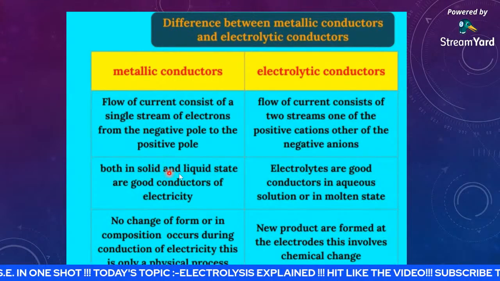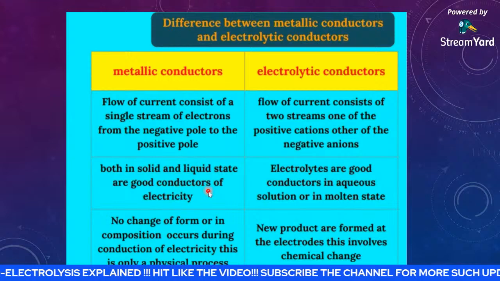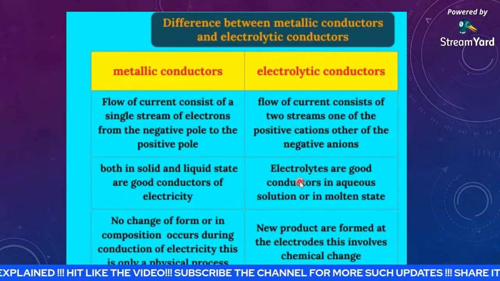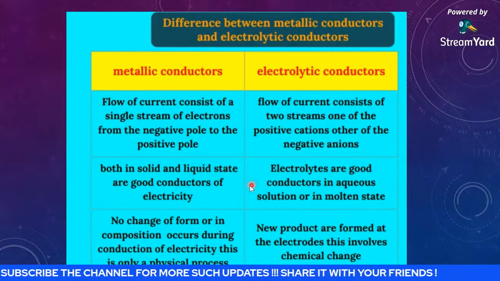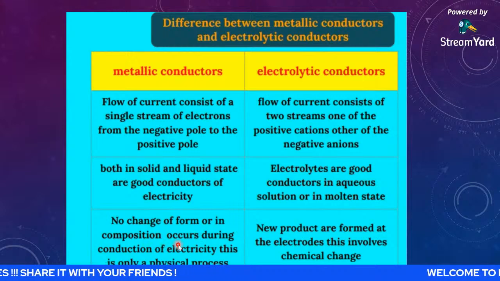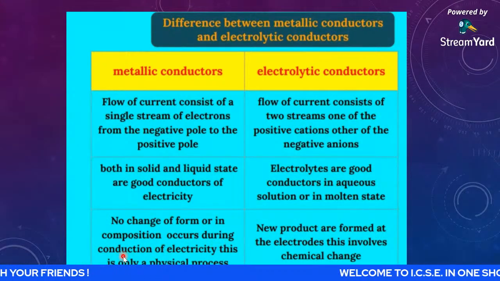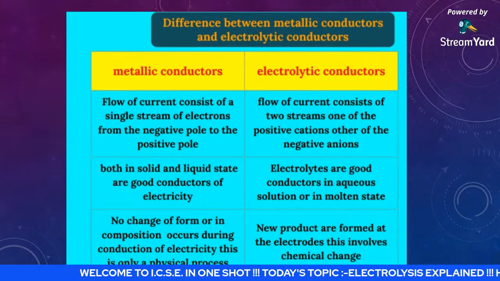In case of metallic conductors, both the solid and liquid state are good conductors of electricity, whereas electrolytes are good conductors only in the aqueous or in the molten state. And the final difference is that no change of form or composition occurs during the conduction of electricity in metals. This is also a physical process.